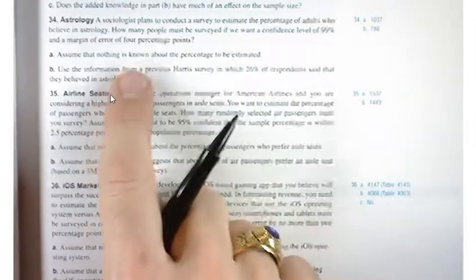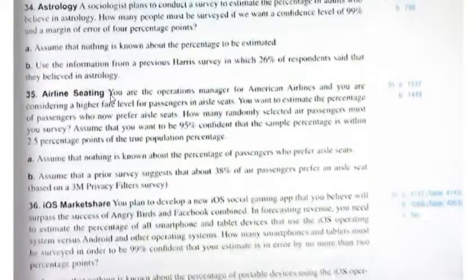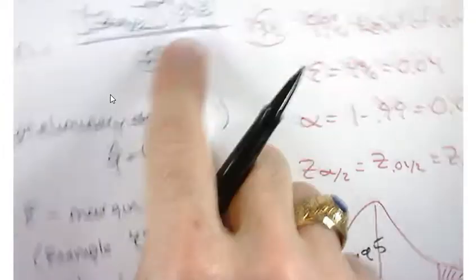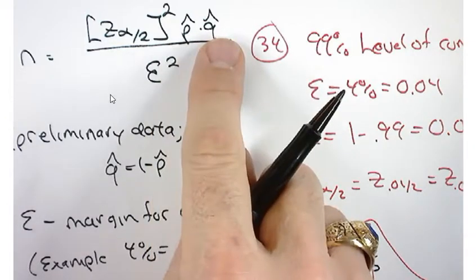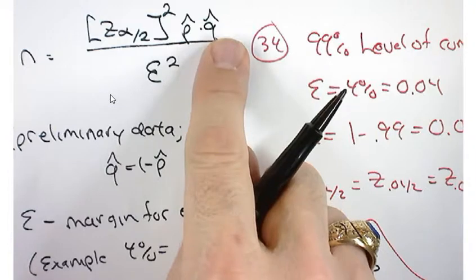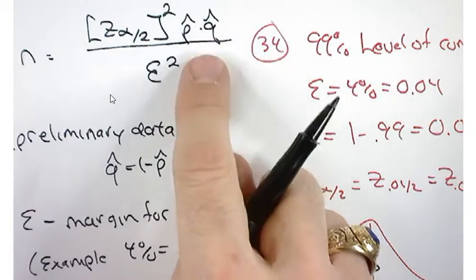Okay, let's take a look at part B here. Or excuse me, part A. Part A says, let's assume we don't know anything. We don't have a previous study. Well, if you don't know anything, then you have to assume a worst case of this formula. And the worst case of this formula is if p hat is 0.5, and if p hat is 0.5, what is q hat? 0.5. 0.5 and 0.5, right? 1 minus 0.5 is 0.5.